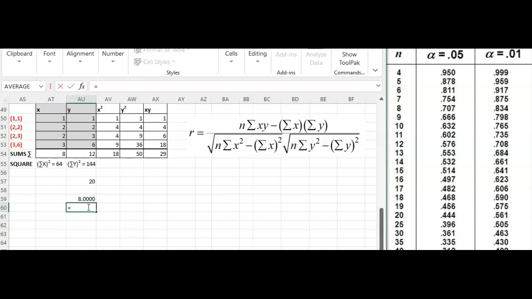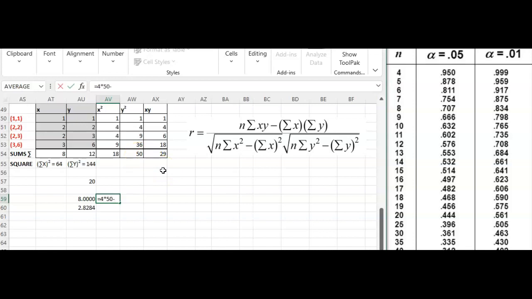I can use Excel or you can use a calculator. I'm going to type in square root and I'll just type in my 8 and that gives me 2.82. So in the denominator on this first part we have 2.82, and then in the second part again n equals 4, and I'm going to multiply that times the sum of y squared, and that is right here, that's a 50.